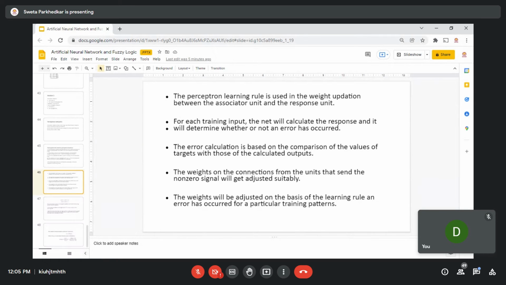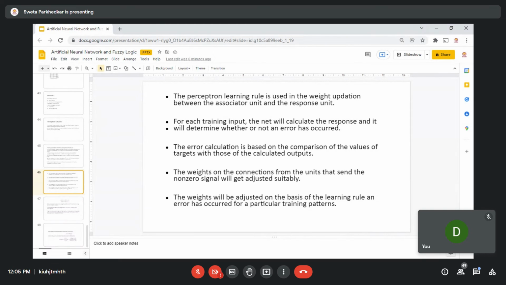Suppose its accuracy is 80%. So how can we improve this accuracy? By providing more inputs, or by changing our network, or by changing the learning rule.